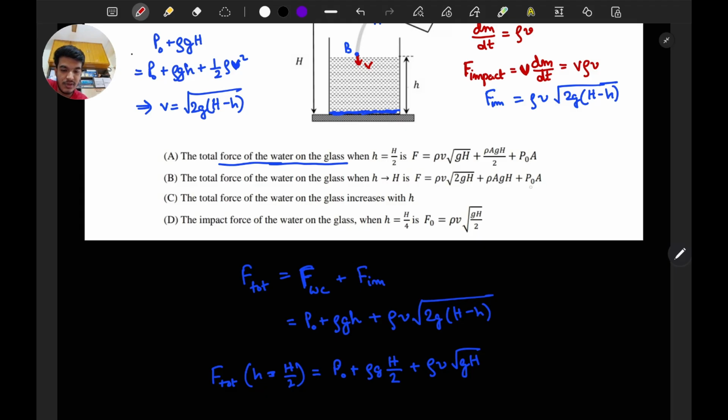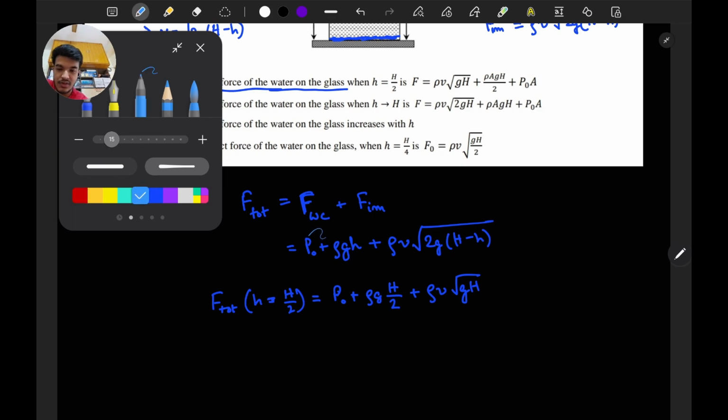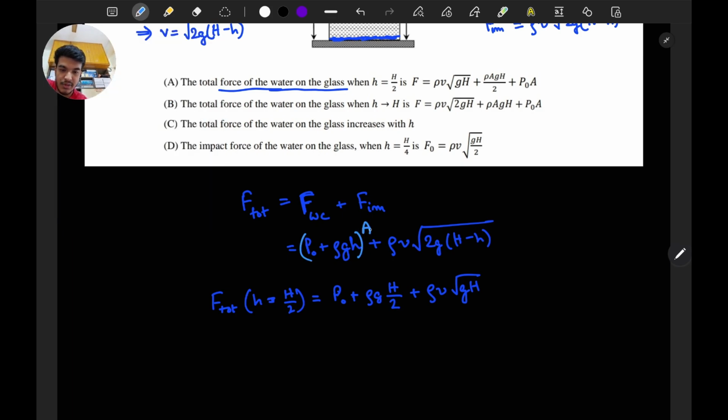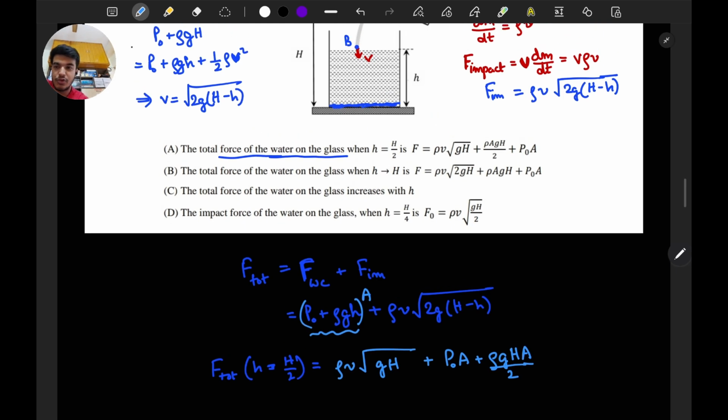So the first option is, okay, just wait, I made a mistake. Since area is given, I have to also multiply with area, because this is my pressure, right? So I have to multiply by area also. I have missed a term here. Just a minute. Yeah, so my force would be rho V root of gH for h equal to H by 2, plus P naught A plus rho g H by 2 into A. So this is my force. So my first option is definitely correct.